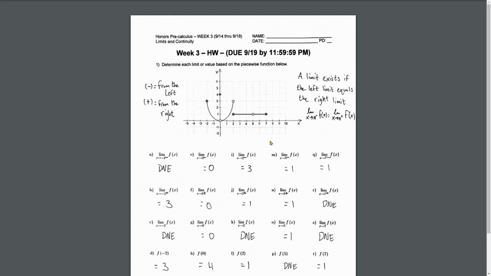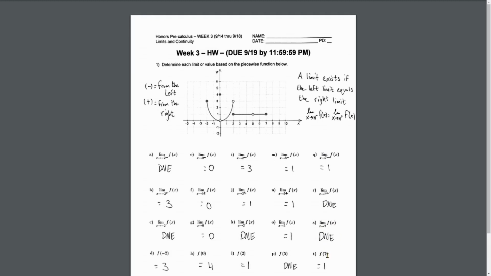The last limit we have is at x equals 7. So from the left side, it looks like the values are all 1. From the right side, there aren't any y values on this side of the graph, so this right side limit does not exist. So since the left side and the right side limits aren't equal to each other, the overall limit does not exist.